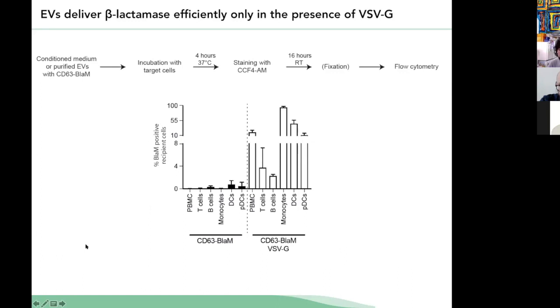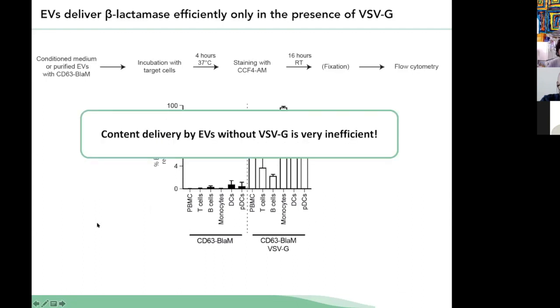Okay, and we also tried the same EVs without PKH this time on PBMCs. And again, with VSVG, we could see a really nice fusion with mostly monocytes, dendritic cells, and PTCs. And we saw a really, really light fusion with dendritic cells and PTCs. But this was really close to the background, so it's not really high. So meaning that somehow even the content of EVs released from LCLs, as well as from 2-3 cells, the two donor cells we checked, is not transferred as efficiently as we considered at the beginning, again, without VSVG. So this was a bit surprising for us, I have to say, but now we really believe that this is true.